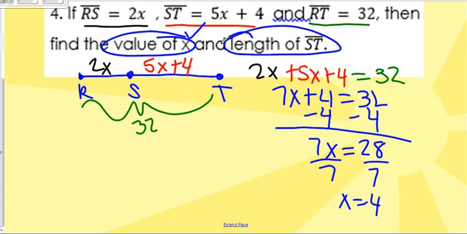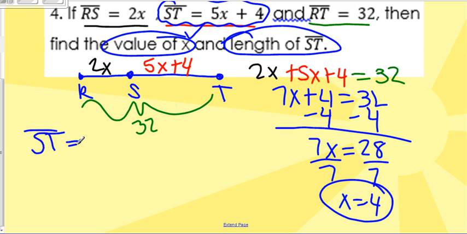In order to find the length of a segment, you have to take that x value that we just found and plug it back into the proper equation. So ST, right, was right here. So I'm going to plug it in to 5 times 4 plus 4, which would be 20 plus 4, or 24. Now I have accomplished what they have asked me to do.